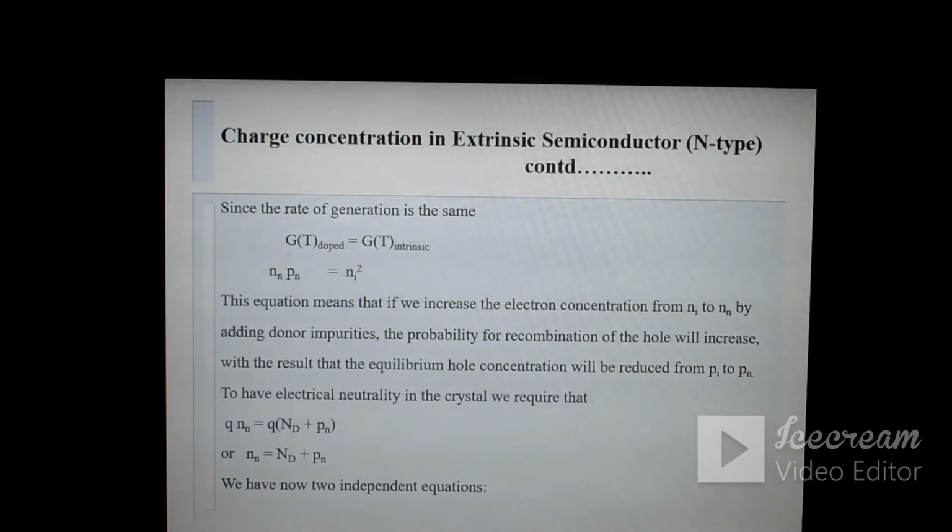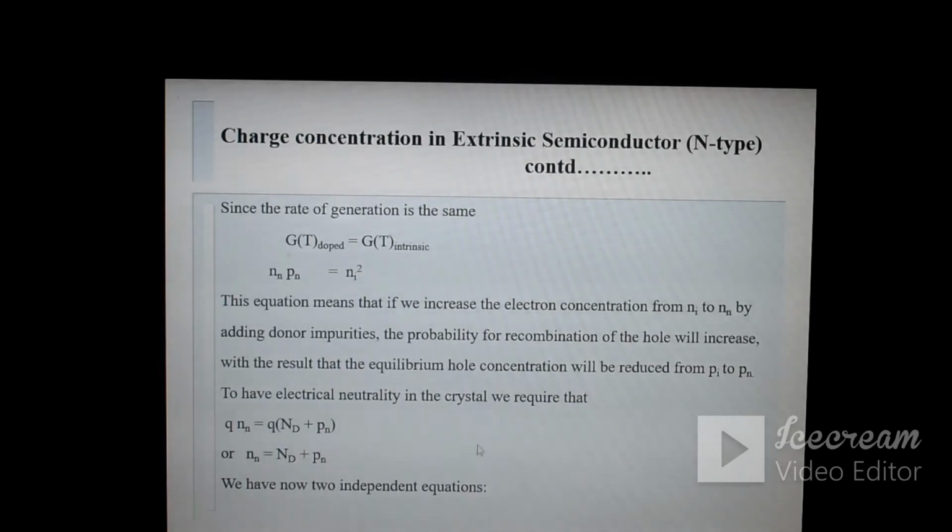This equation means that if we increase the electron concentration from ni to nn by adding donor impurities, the probability for recombination of the hole will increase, with the result that the equilibrium hole concentration will be reduced from pi to pn. And to have electrical neutrality in the crystal, we require that q nn equal to q into Nd plus pn, or nn equal to Nd plus pn.